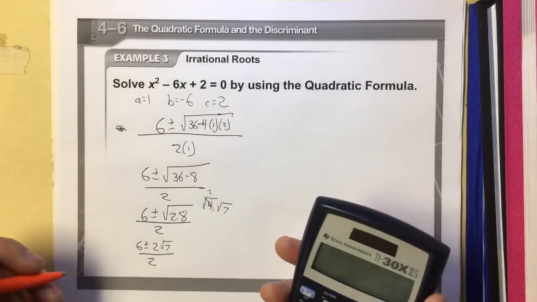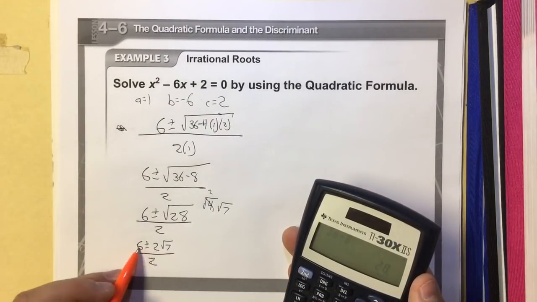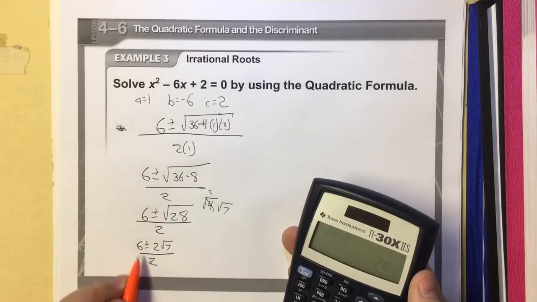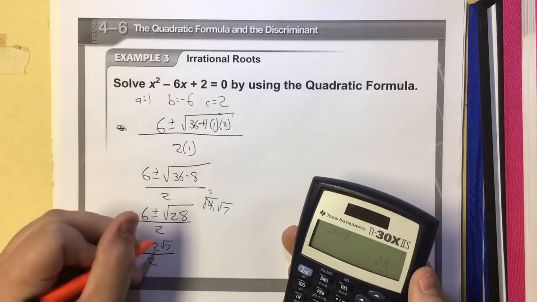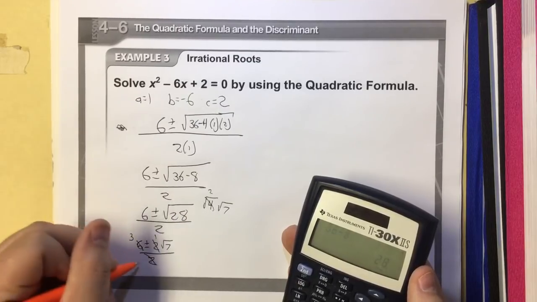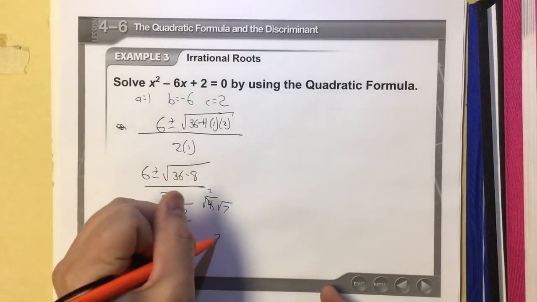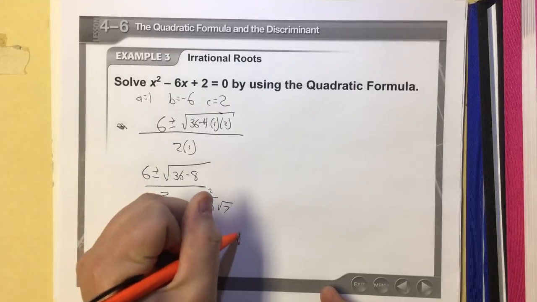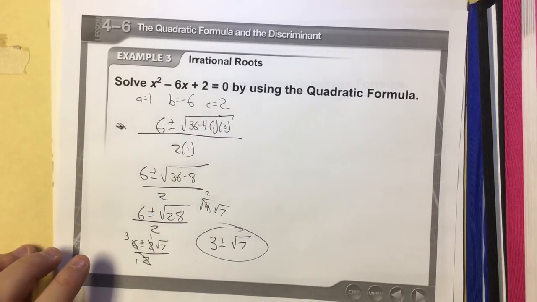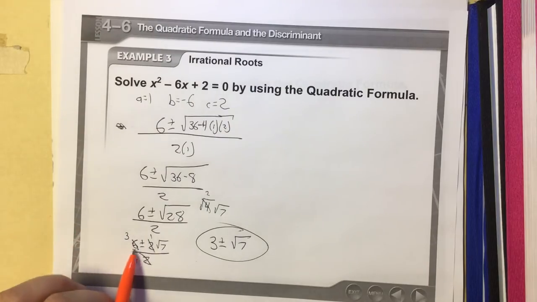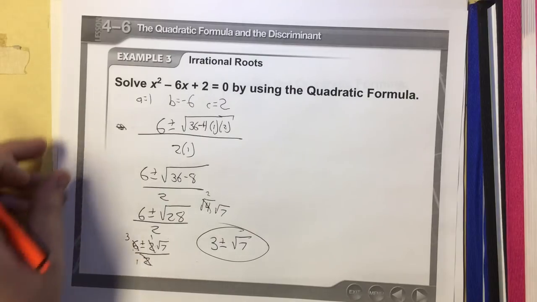Now this answer can be simplified. Everything here, here, here, and here, all three of them can be divided by 2. So we can change that to a 3, that to a 1, and that to a 1, and get 3 plus or minus the square root of 7. You need to be able to simplify all of them, here and here. Both of those terms need to be simplified by that denominator if you're going to do that.